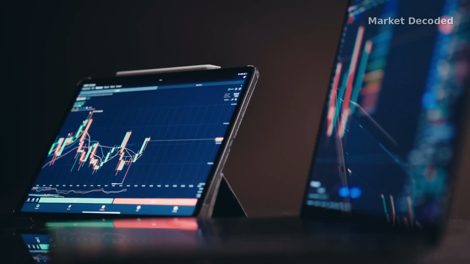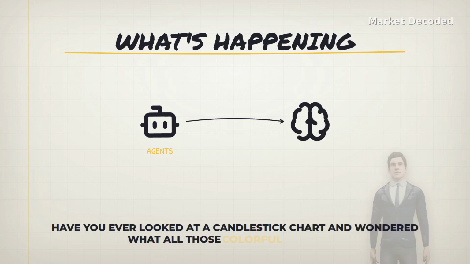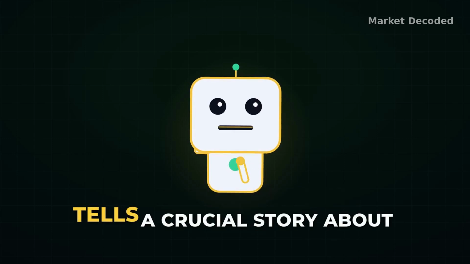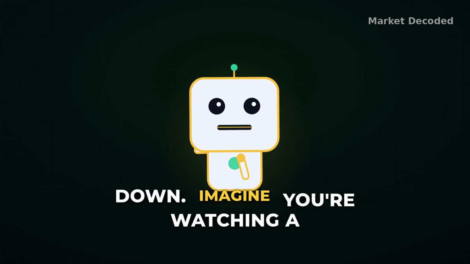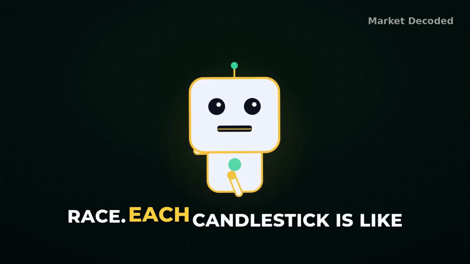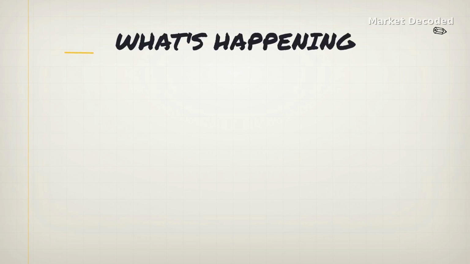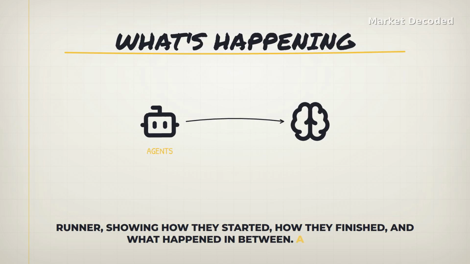Have you ever looked at a candlestick chart and wondered what all those colorful shapes actually mean? It might seem like a jumble of lines and blocks, but each candlestick tells a crucial story about market movement. Let's break it down. Imagine you're watching a race. Each candlestick is like a lap completed by a runner, showing how they started, how they finished, and what happened in between. A candlestick has four key parts: the open, the close, the high, and the low.